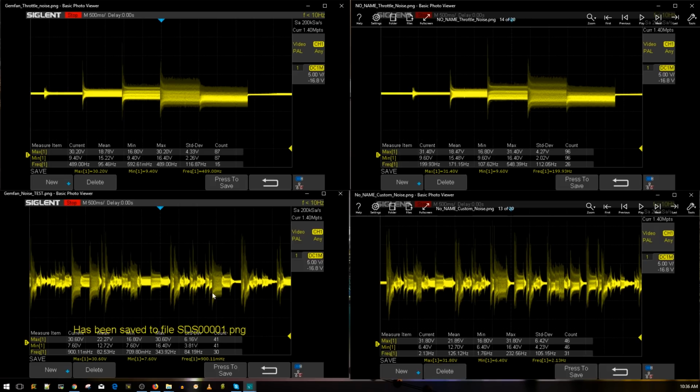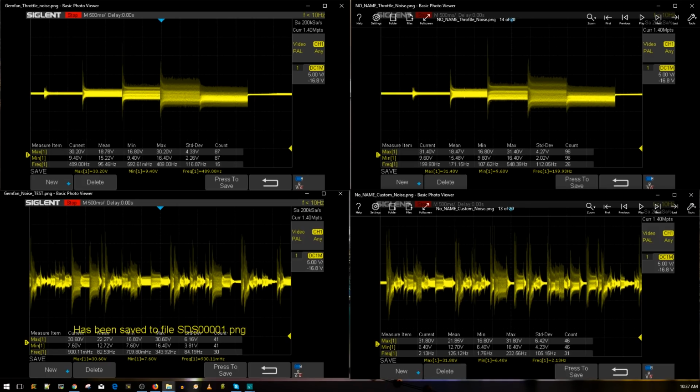But as you can tell here, from looking at the noise graph down below, the Gemfan is $3 cheaper and it's a little bit better. I mean, they're about the same range, but I expect more from a $15 ESC nowadays. And this no-name ESC is performing like a $10 ESC.